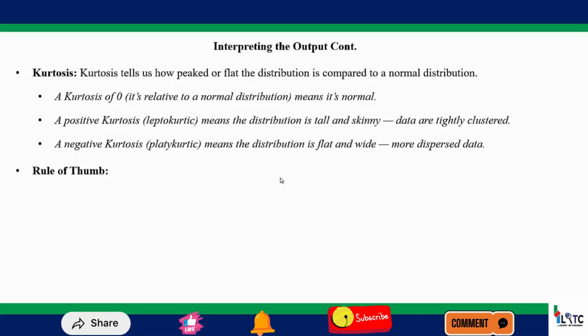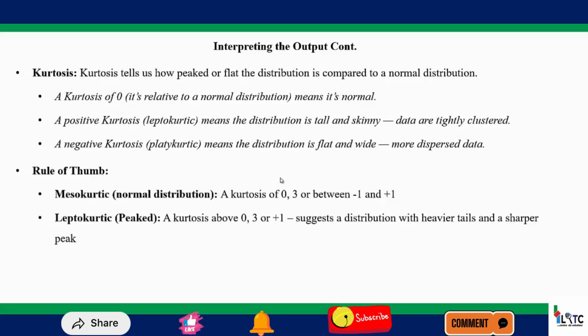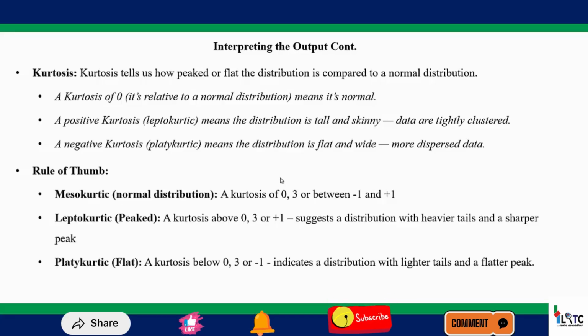But before you can conclude whether this is an issue or not, you need to master the rule of thumb as well. In a situation whereby the kurtosis is 0, for instance if you run SPSS, you may have 0, and other software may give you 3, or between minus 1 and plus 1. In that case, you may say that the data is normally distributed. There is no problem of normality. When the kurtosis is above 0, 3 or plus 1, it simply means that the distribution has a heavier tail and a sharper peak. So both peaked and flat are issues. The only one that is not an issue is mesokurtic.